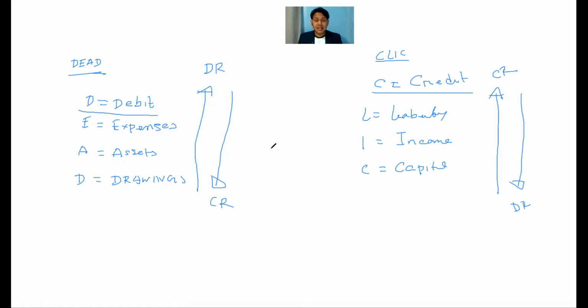So this is the basic understanding of the debit and credit. If you remember DEAD CLIC, that will be easy for you to remember how to calculate the debit and the credit. Now let's have a look at some examples, and we'll see how we can identify the debit and credit from the actual question, from the transaction. So let's go back to our book and see from there.